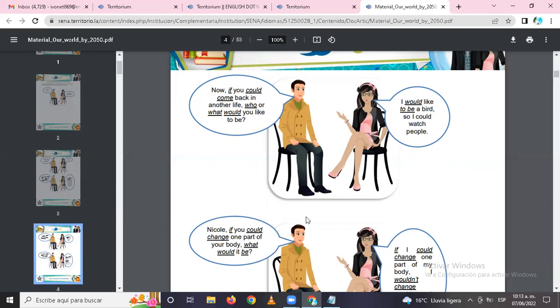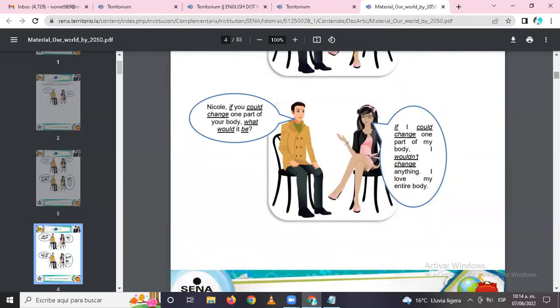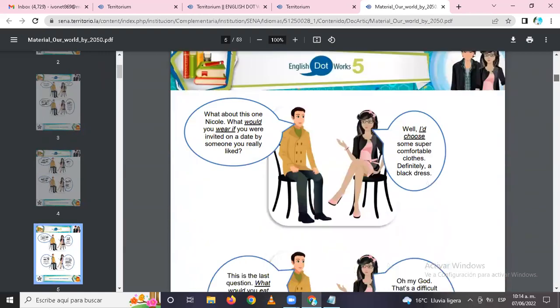Nicole, if you could change one part of your body, what would it be? If I could change one part of my body, I wouldn't change anything. I love my entire body. ¿Listo? Entonces vea que súper sencillo. Could change, would it be, could change, wouldn't change. Esa es la estructura del second conditional.